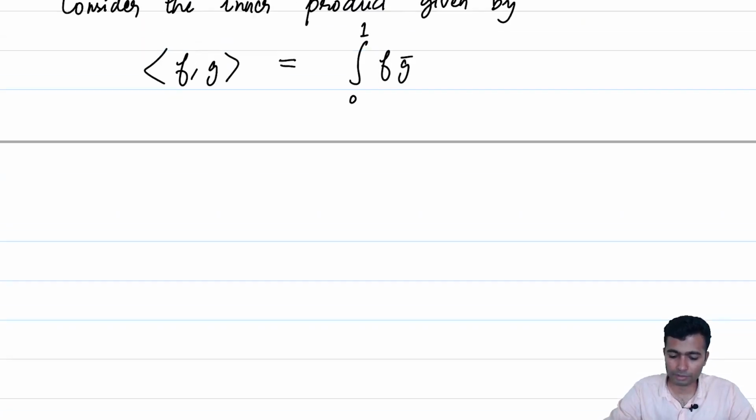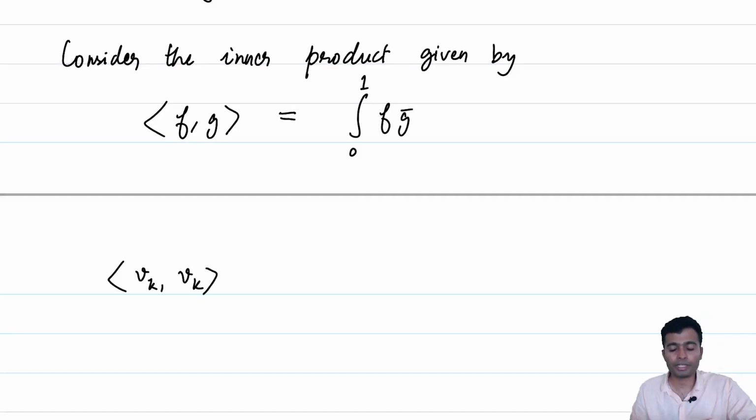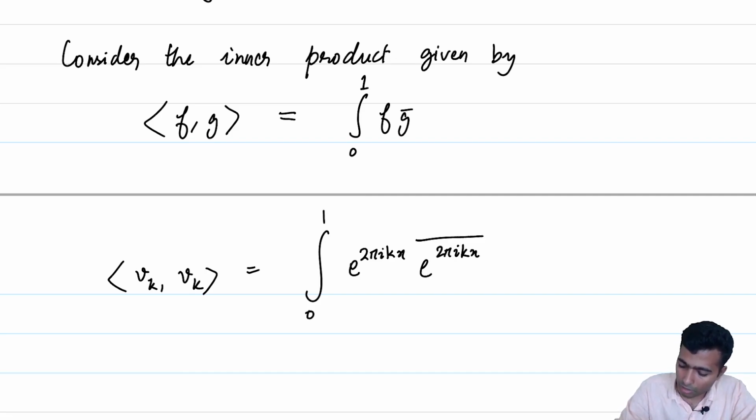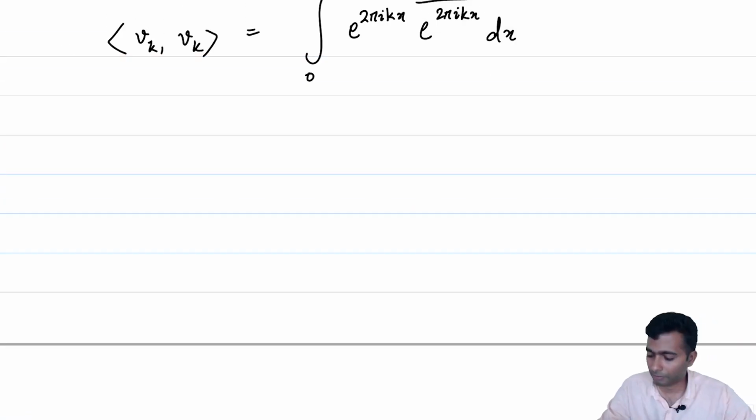So let's see what happens to our vk's. If you look at vk for any k, this is just going to be the integral of vk times vk bar. So this is e to the power 2 pi i x times e to the power 2 pi i kx, from 0 to 1, and e to the power 2 pi i kx bar dx. This is exactly what our integral will be.